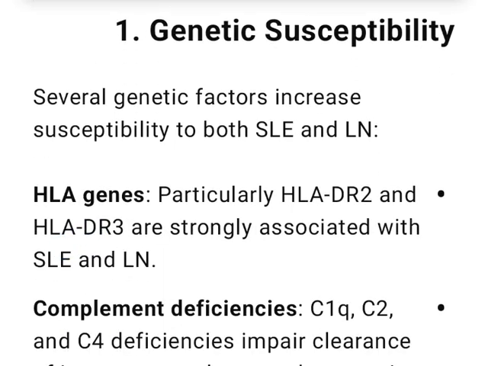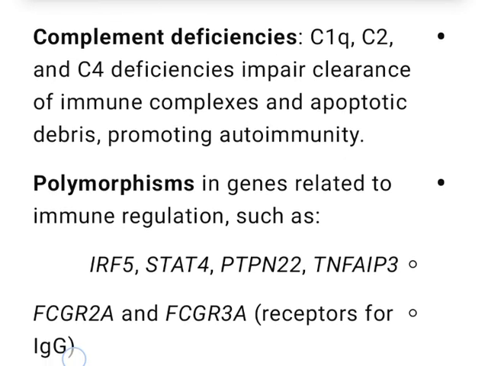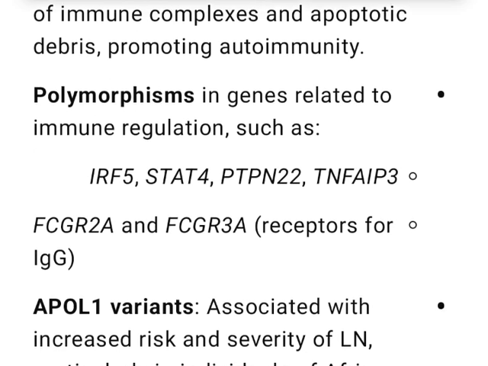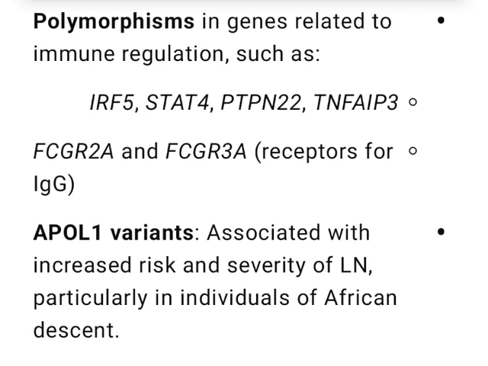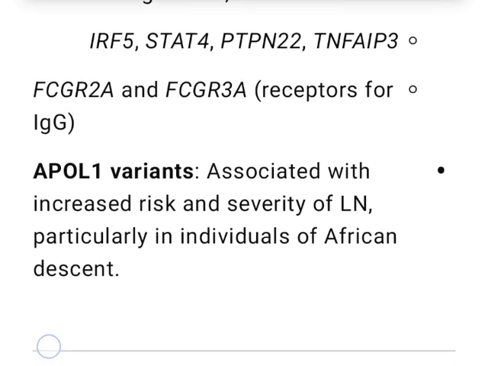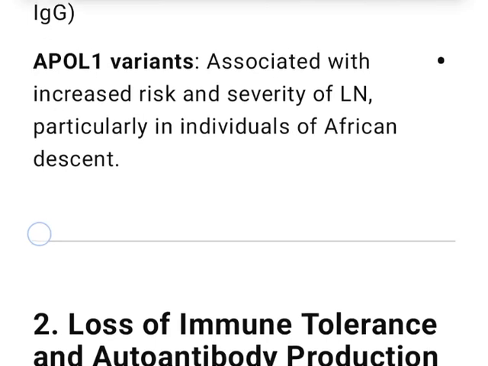1. Genetic susceptibility. Several genetic factors increase susceptibility to both SLE and LN. HLA genes, particularly HLA-DR2 and HLA-DR3, are strongly associated with SLE and LN. Complement deficiencies. C1q, C2, and C4 deficiencies impair clearance of immune complexes and apoptotic debris, promoting autoimmunity. Polymorphisms in genes related to immune regulation, such as IRF5, STAT4, PTPN22, FCGR2A, and FCGR3A, receptors for IgG. APOL1 variants, associated with increased risk and severity of LN, particularly in individuals of African descent.